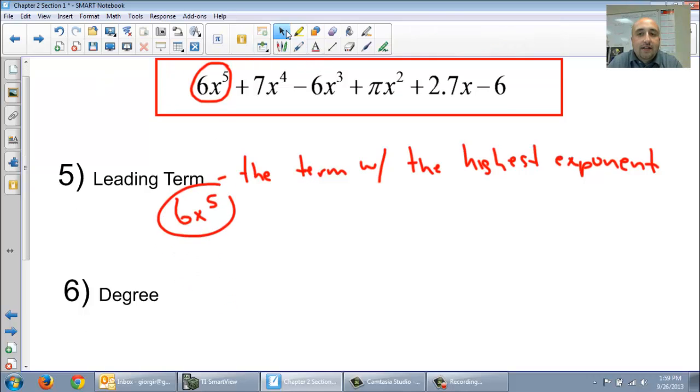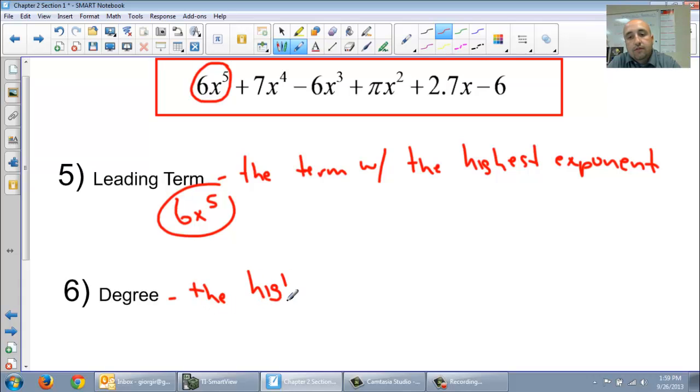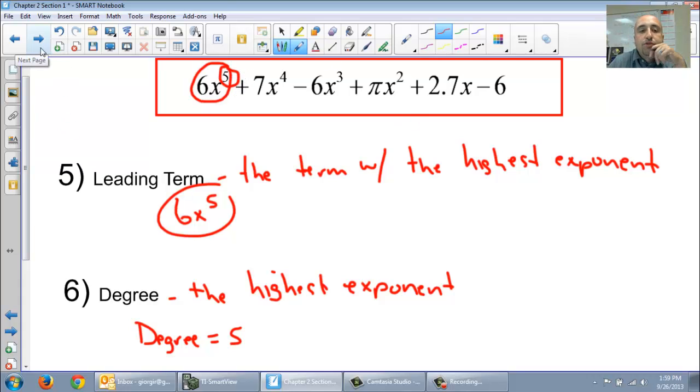And lastly, the degree. The degree is the highest exponent. So this particular polynomial expression has a degree of 5. The highest exponent is 5, so it has a degree 5. Those are the vocabulary words you need to know for polynomial expressions.